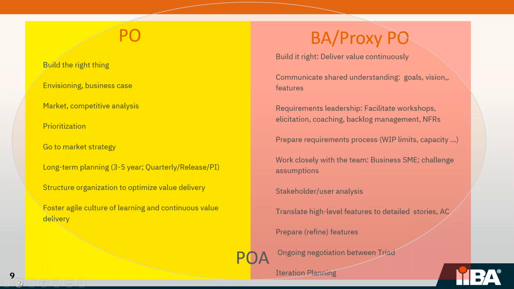Number 1, why did I say BA / proxy PO? The proxy product owner is a person who is a stand-in for the product owner on a team. Not all teams have such a person. Some teams just call them team POs, team level product owners. And the proxy PO role is sometimes filled by someone who is a business analyst, hence the slash.